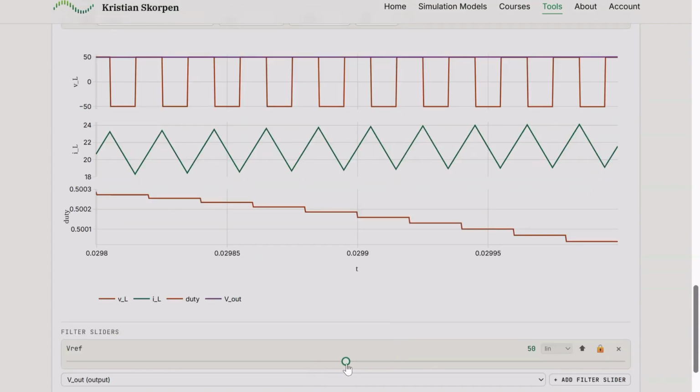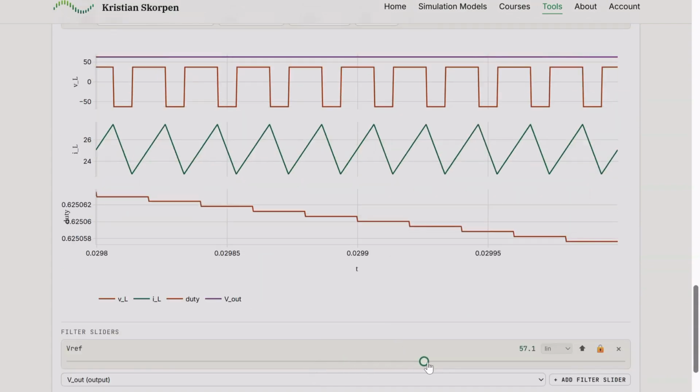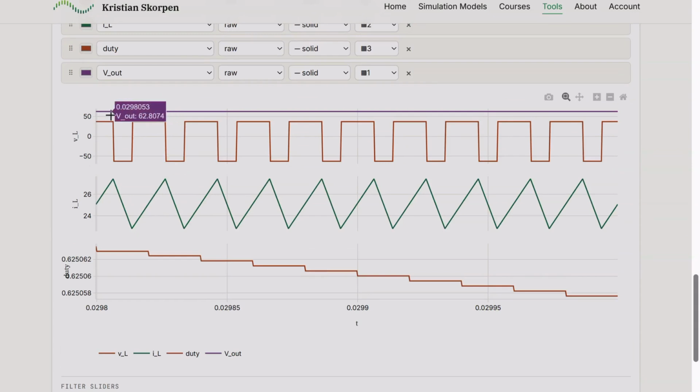So then we can try to sweep. You can see that when we change the reference current, we increase the duty cycle. So here it's a bit on top of each other. You can see that it's approximately 60% here, the duty cycle. And then you get a voltage which is approximately 60. And what this does to the inductor voltage.